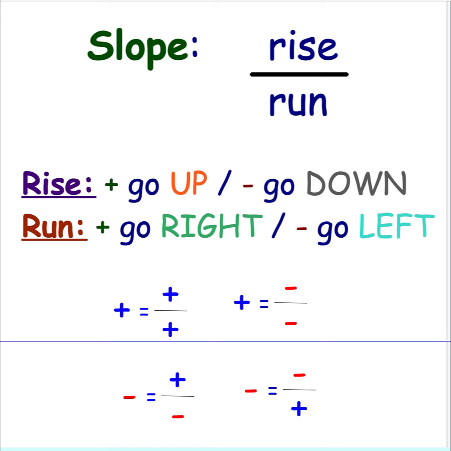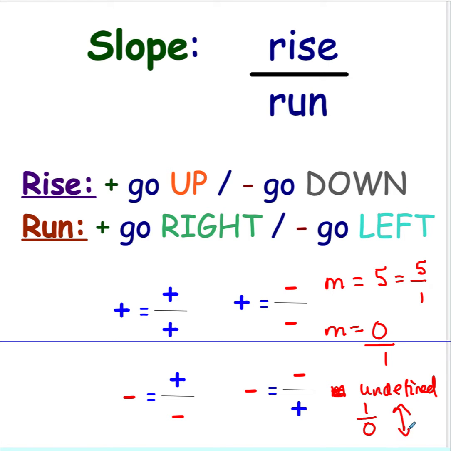Okay, some other things to remember about slope. Remember, if it's a whole number, the hidden denominator is a 1. Remember, if the slope is exactly 0, it has a hidden denominator of 1. And if the slope is undefined, 1 over 0 would be a good way to go ahead and use it, which means that you only are going up 1, but you never go over. So that's why it's a vertical line.